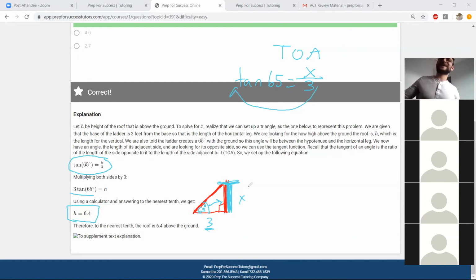The reason why it's tan of 65 instead of tan of x is because x is a side. X right here is a side. You can't take tan of a side. You can only take tan of an angle measure. So when you do sine, cosine, or tangent, it can only be of an angle measure. Okay.